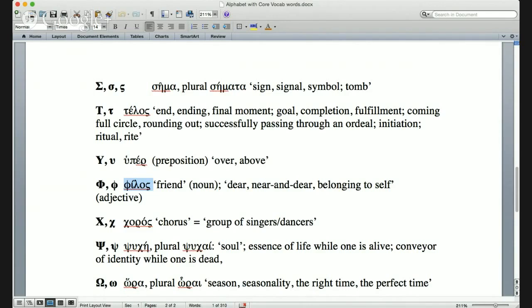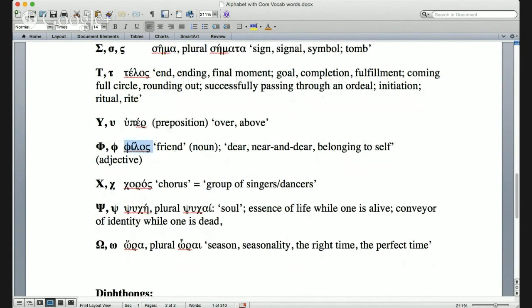Friend, when it's a noun, meaning friend. When it's an adjective, meaning dear, near and dear, belonging to self. Very, very important word. Things like your head could be philos. Your dear head, or your head that belongs to yourself. It's amazing, right? You hang on to it as long as possible, right? Exactly.